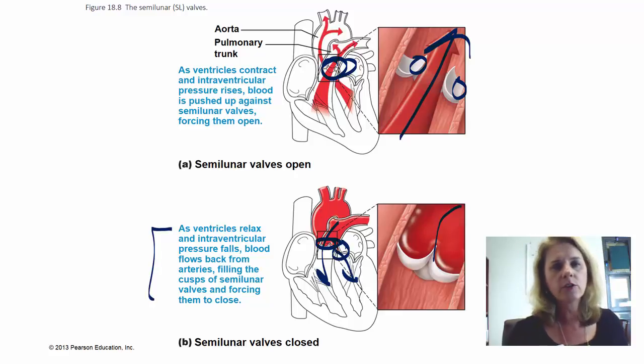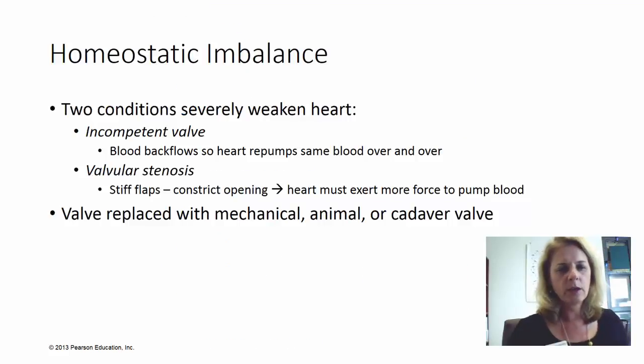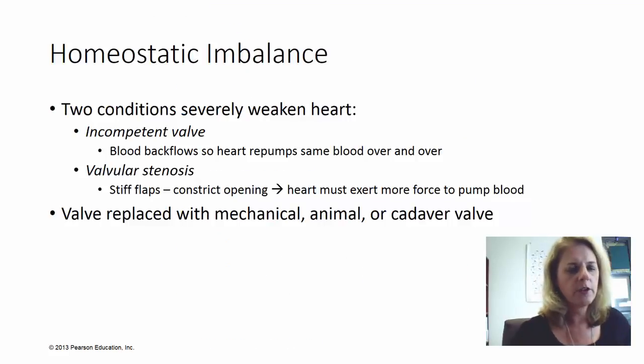And with a murmur, you'll hear shushing sounds. If there's a prolapse or an incompetent valve, you'll hear that blood going the wrong way as a shushing sound. So with problems with valves, you can have incompetent valves, and that means it doesn't work, it remains open, or it prolapses and opens in the wrong direction and allows blood to go back into the ventricle. Your heart's just going to keep repumping that same blood over and over and over again.